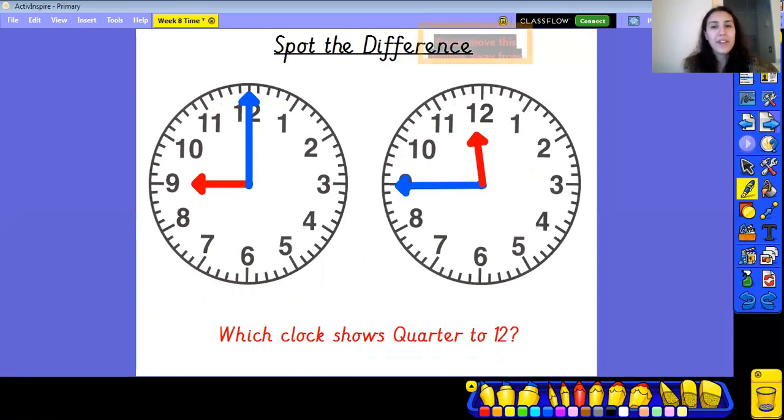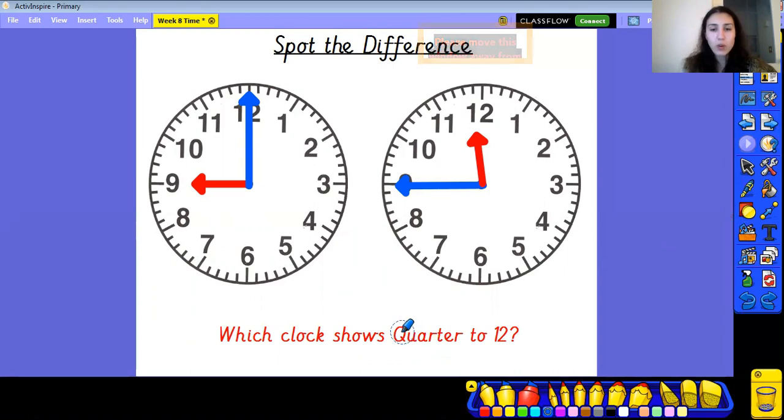Oh, and one more thing that even I forgot about, spot the difference then. So again, have a go, pausing the video and seeing if you can explain which clock shows 11:45. So which clock shows 11:45? Okay, hopefully you've had some time to discuss your ideas. Let's have a look then.